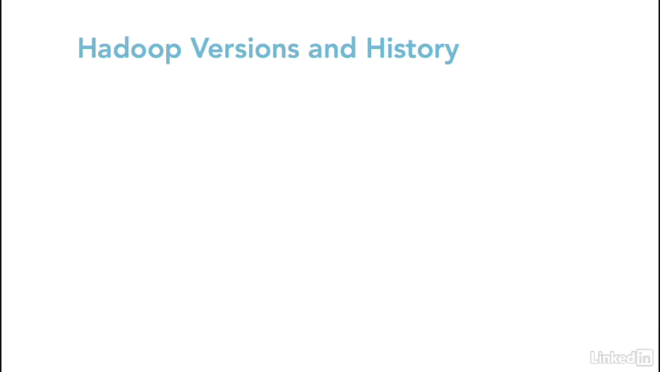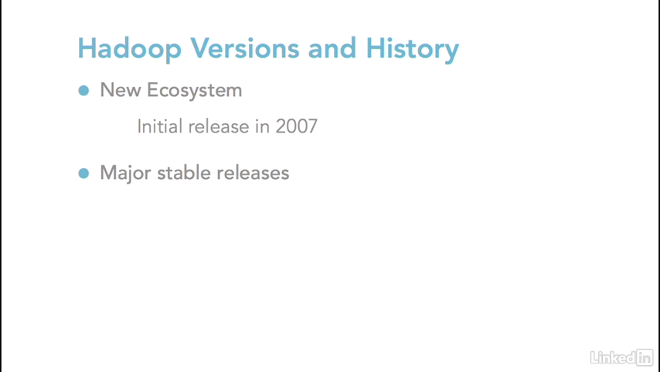When we're thinking about Hadoop, it's important to understand how new the ecosystem is. The initial release of the open source product was in 2007, but the first stable release wasn't until 2011. So as of this recording, that's only a couple of years. And it is important to understand that the open source contributions are driving the new libraries and features of Hadoop.